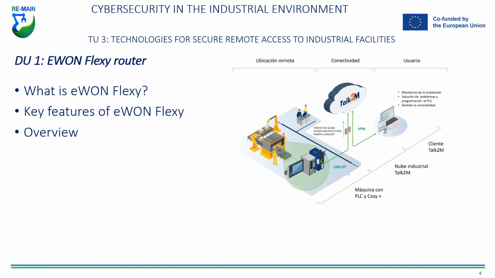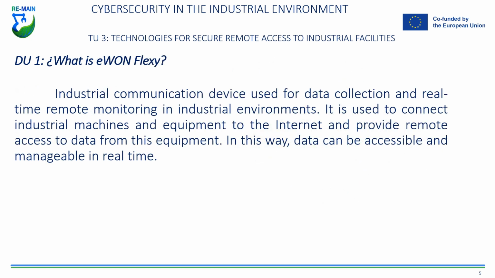The eWon router is, due to its ease of use, one of the most widely used for remote access to an industrial installation. The eWon Flexi router is an industrial communication device used for data collection and real-time remote monitoring in industrial environments. It is used to connect industrial machines and equipment to the Internet and provide remote access to data from these equipment. In this way, data can be accessible and manageable in real time.